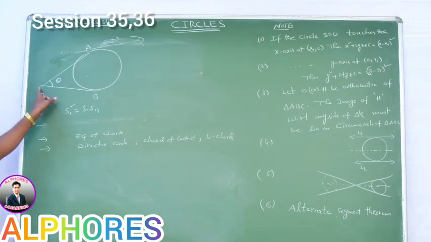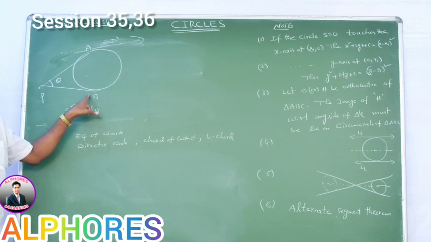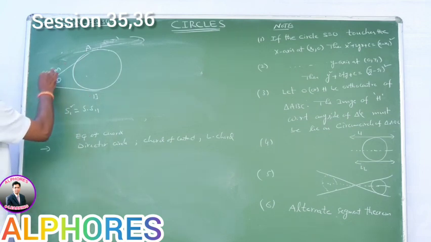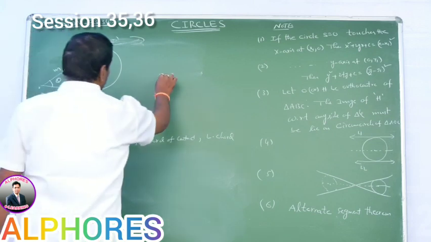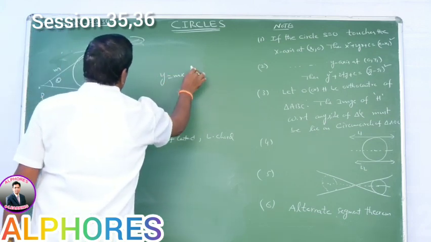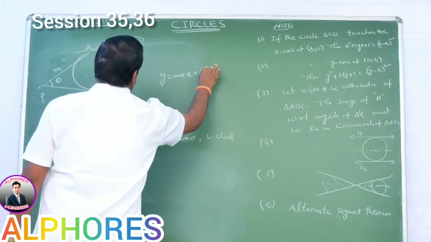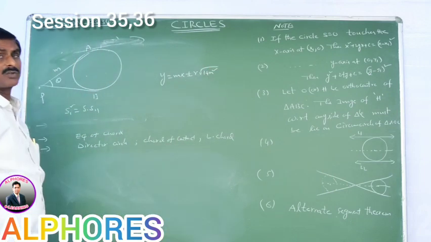Next, to find the equations of the tangents PA and PB, let m be the slope of one of the tangents. If slope m is given, what is the equation of the tangent to the circle? For a small circle, that means center 0, 0: y is equal to mx plus or minus r into root over 1 plus m square. It is the equation of the tangent when slope m is given.